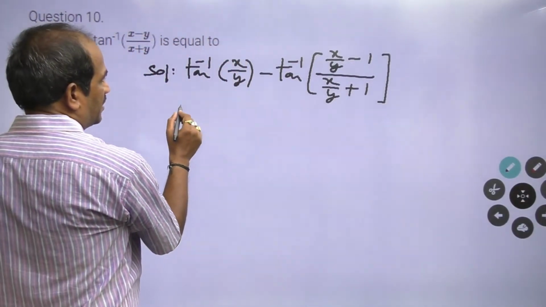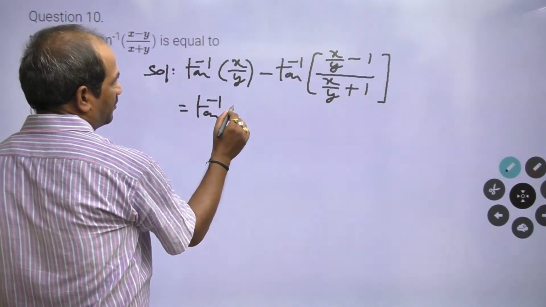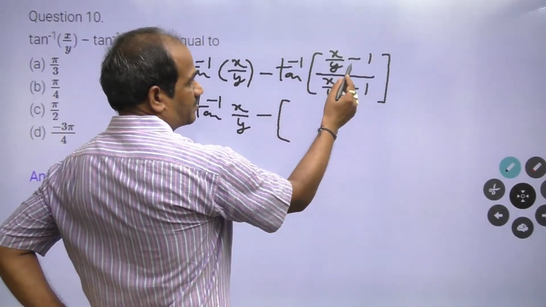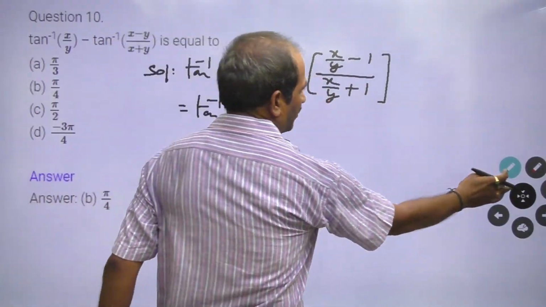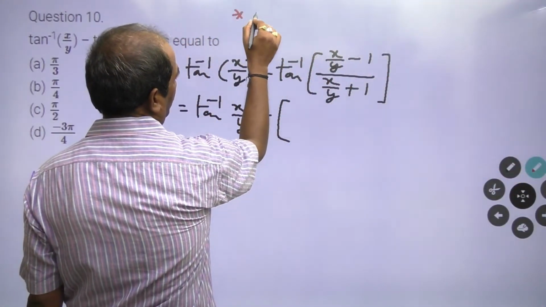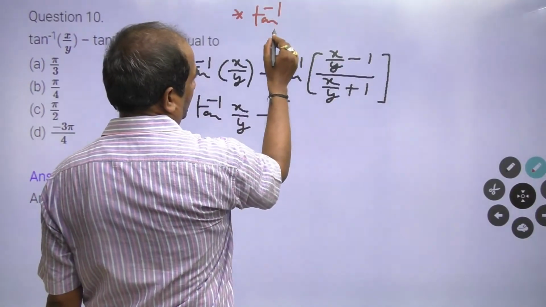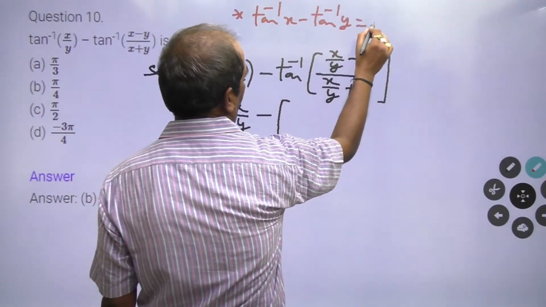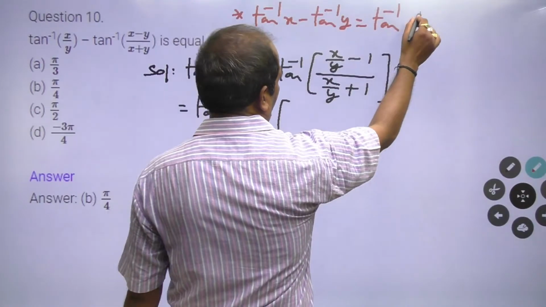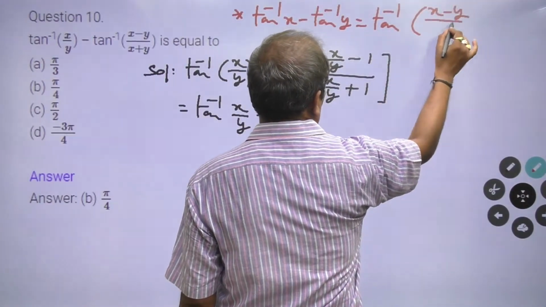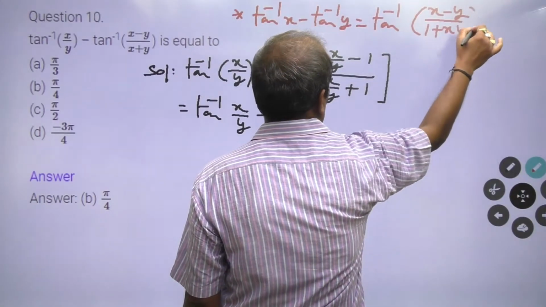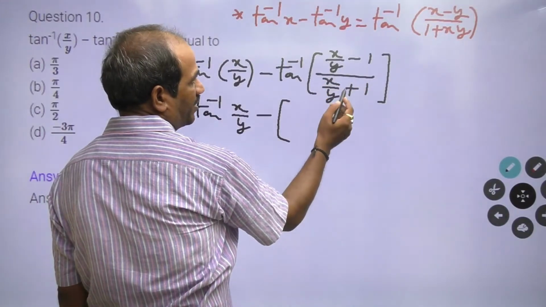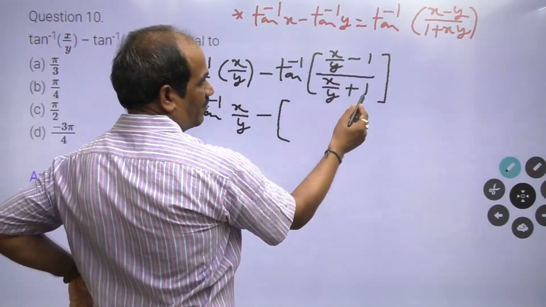So the value is tan inverse of x by y minus, using the formula, tan inverse x minus tan inverse y is tan inverse of x minus y by 1 plus xy. Apply this formula: tan inverse of x minus y by 1 plus xy.